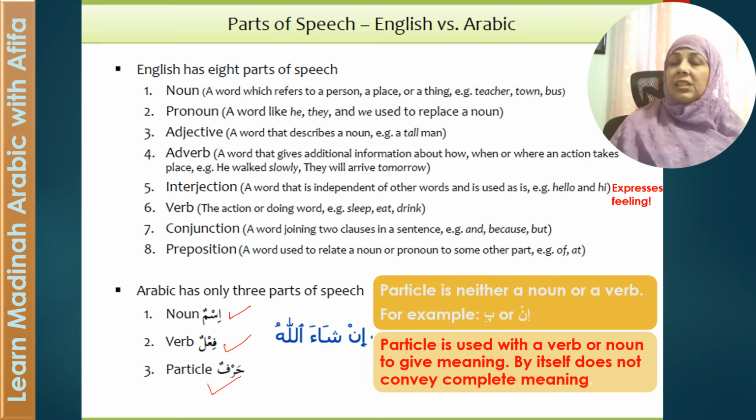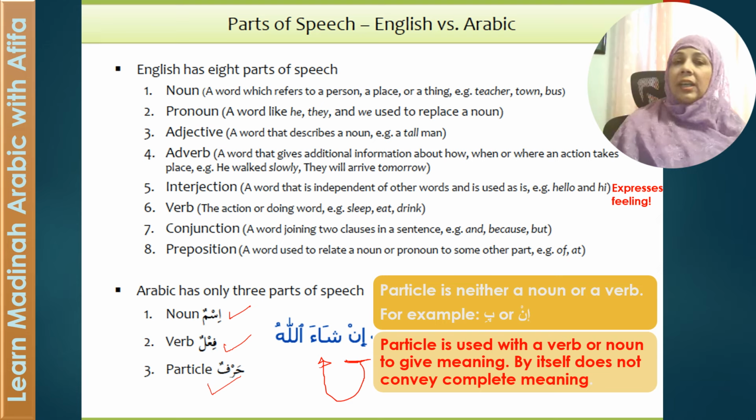For example, Bismillahi. Here the B that you hear in the beginning is a particle and it means in the name of Allah. When you say InshaAllah, it is 3 words. The first word, in, it means if, and it is a particle. A particle can be used with a verb or a noun. In this case, it is used with the verb sha'a, which means will. So here it means if Allah wills.